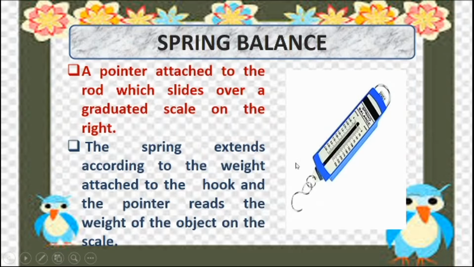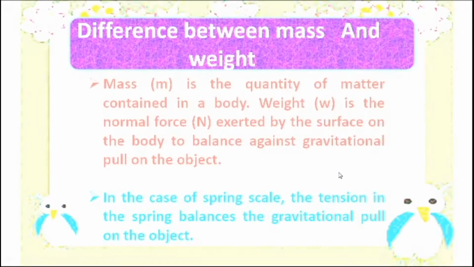This is the spring balance. A pointer is attached to the rod, which slides over a graduated scale on the right. The spring extends according to the weight attached to the hook. Here we have one hook. Here we have the pointer. The pointer reaches the weight of the object on the scale.